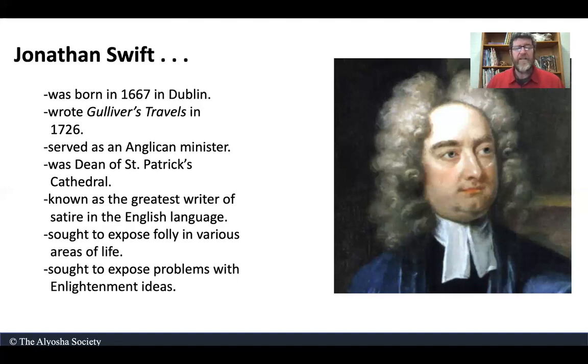So not only is he seeking to expose folly in all different areas of life, maybe religion, maybe politics, culture in general. You know, we see a lot of folks that do this today. We see a lot of websites. We see this on social media. We see folks doing this today. Sometimes it's very appropriate and it's genuinely funny and it's very true. Of course, other times it's not. You can be the judge as to how good of a job you think Jonathan Swift does. But he's also exposing problems with what we call Enlightenment ideas.